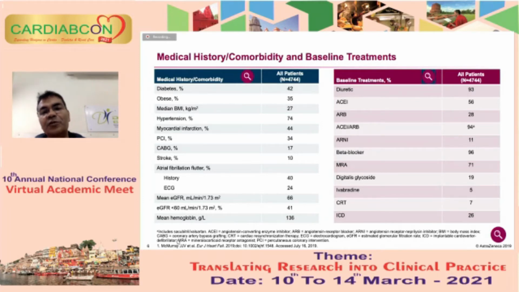As I told you, these patients were already on heart failure treatment, which included a diuretic and an ACE inhibitor or ARB, either one. Even ARNI was there in 11% of the patients. Beta blocker was given in 96% of patients. Mineralocorticoid receptor antagonist was in 71%. Even digitalis was there in 19%. Ivabradine was in 5%. CRT and even ICD, the newest therapy, were also there. So the baseline treatment, the standard of care for these patients, was very, very high, whether they were in the placebo or the DAPA arm.